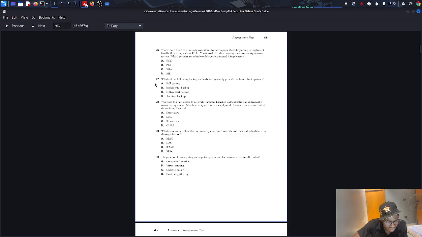The process of investigating a computer system for clues into an event is called what? Computer forensic, virus scanning, security policy, evidence gathering. So it's either computer forensic or evidence gathering. I don't know. So me, I'll just go with one of them. I'm going with computer forensic.